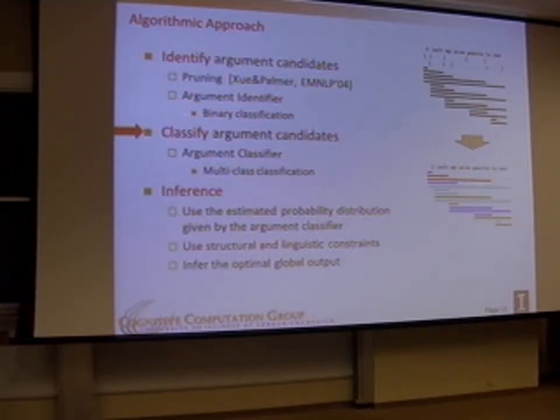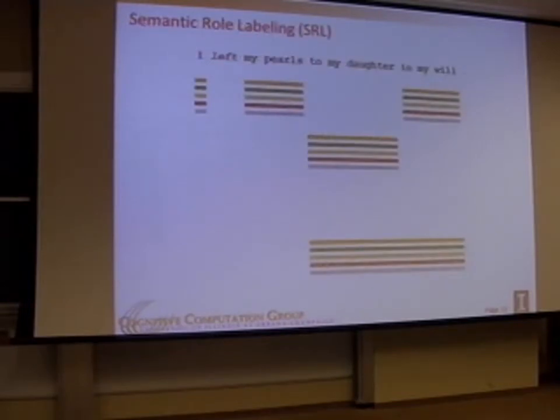The key step here, once I have this bank of classifiers, I want to go to the inference step where I'm going to use this estimated probability distribution given by the classifiers, use some structural and linguistic constraints to infer the optimal output.